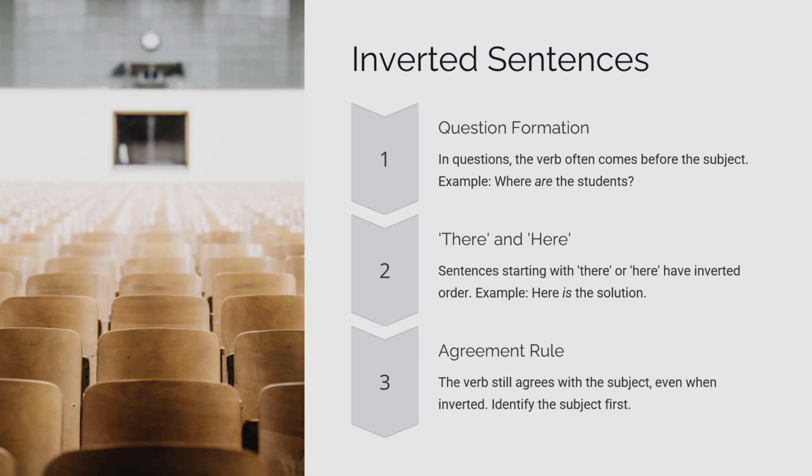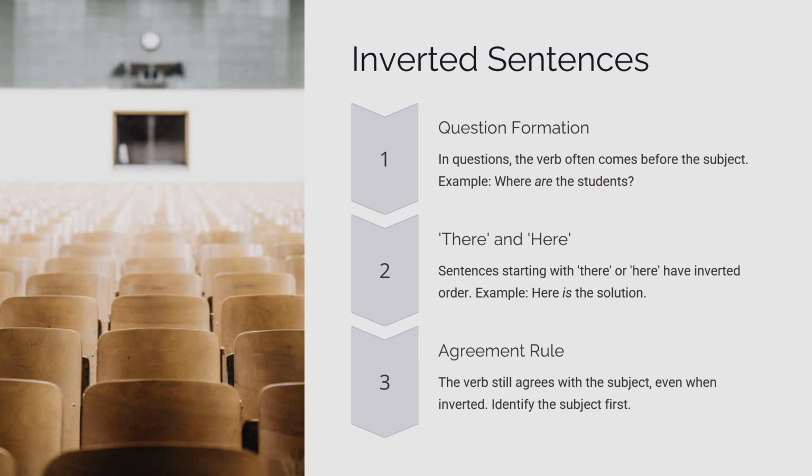So in standard English sentences, we generally place a subject before the verb, but in some sentences, the order is reversed. And this happens in questions and in statements beginning with words like there or here. So first, let's look at questions. When forming a question, the subject and verb are inverted.